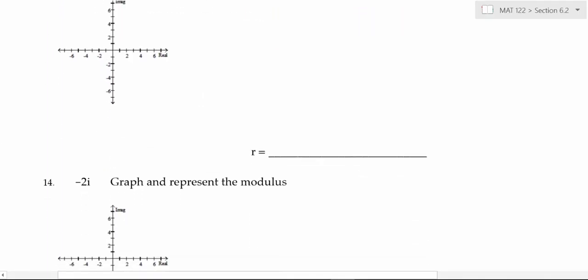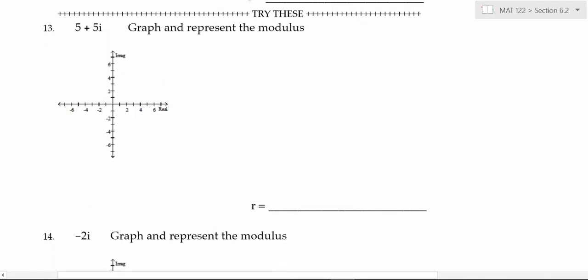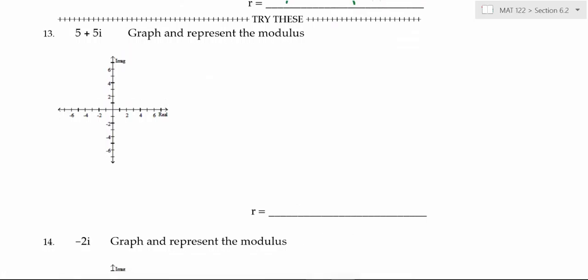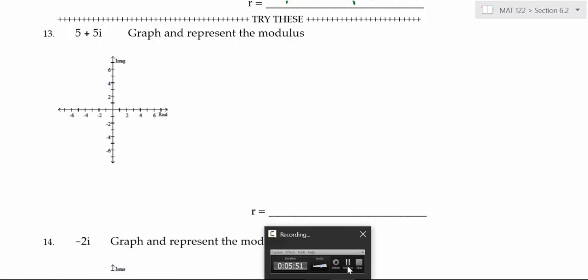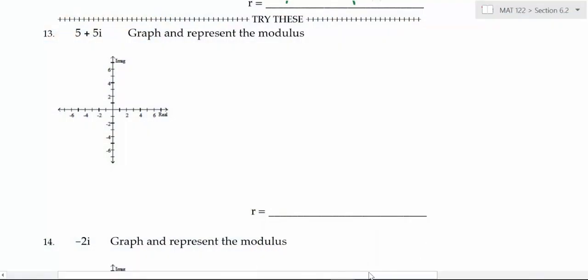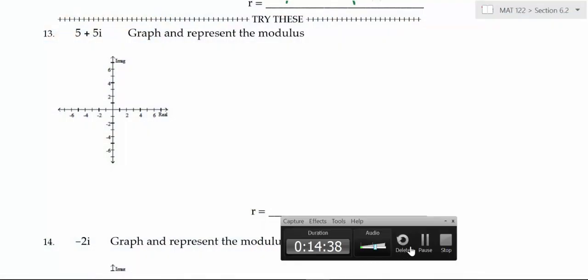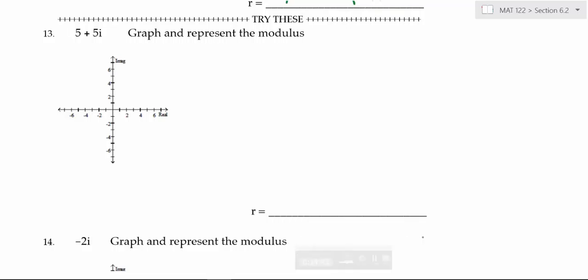So what I would like you all to do is go ahead and try the next two problems. I'll give you a little time to do those two problems. Make sure you find the modulus. Do a graph. I think it's important to always do graphs on these problems because if you do a graph, it helps you understand the concept and it reinforces it.